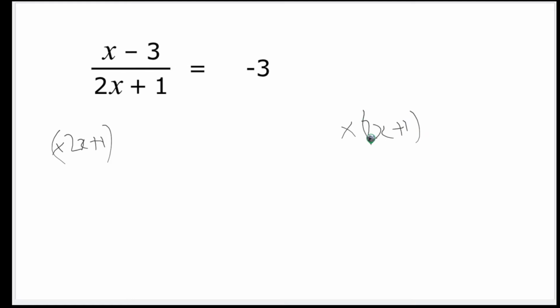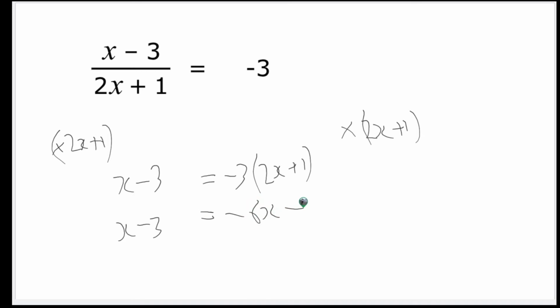Now there's only one term on the right hand side, but I'm multiplying by 2 terms. So we need brackets. So 2x plus 1. I'm removing the brackets on the right hand side. Gives me minus 6x minus 3. Well, I've got x and minus 6x. Minus 6x is smaller, so to get rid of minus 6x, that's what I'm going to move. Plus 6x to both sides.